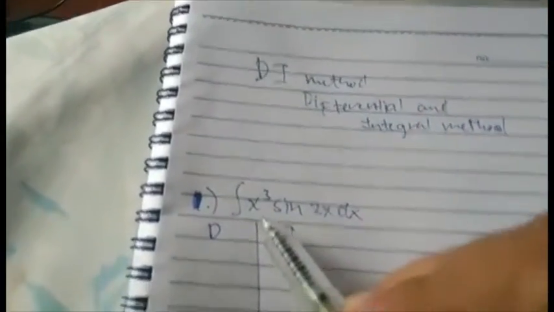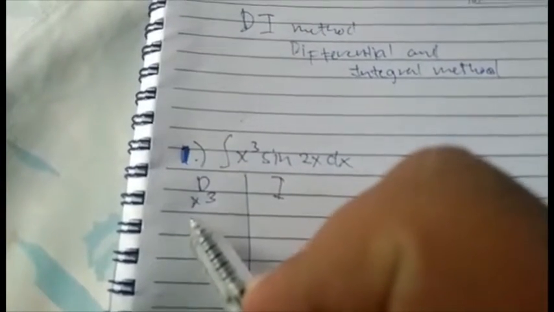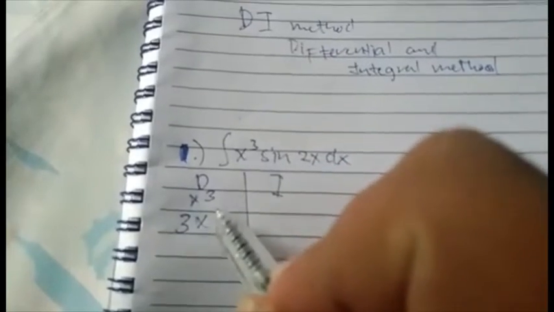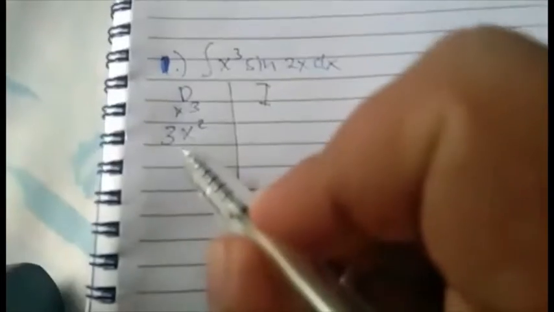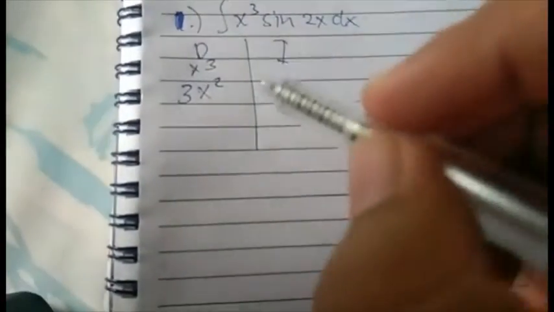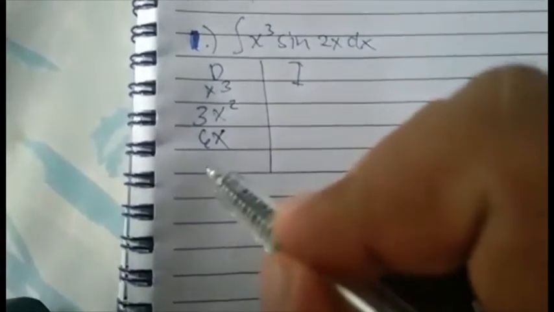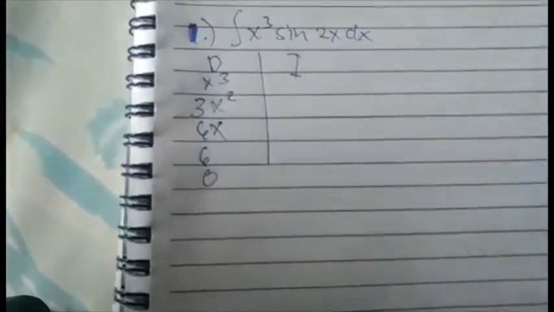First, we get our derivative right here, which is x cubed, and the derivative of it is 3x squared. Then the derivative of 3x squared is 6x. Then the derivative of it is the constant 6, and then we go to 0.